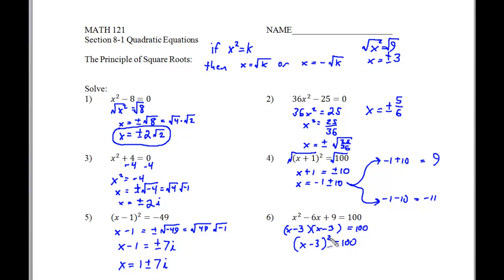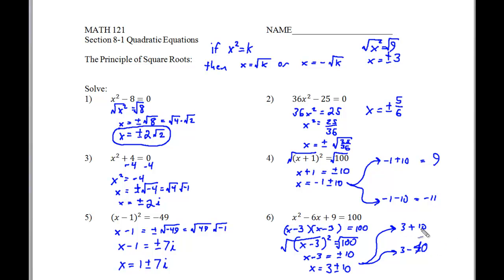So what I'm going to do to get rid of the square is do the opposite, take the square root. In taking the square root, I have left on the left-hand side x minus 3, and on the right-hand side plus or minus 10. Now what I'm about to do is add the 3 to both sides. So x is equal to positive 3, plus or minus 10, which branches this into two problems. The first problem is going to be 3 plus 10, and the second problem is going to be 3 minus 10.